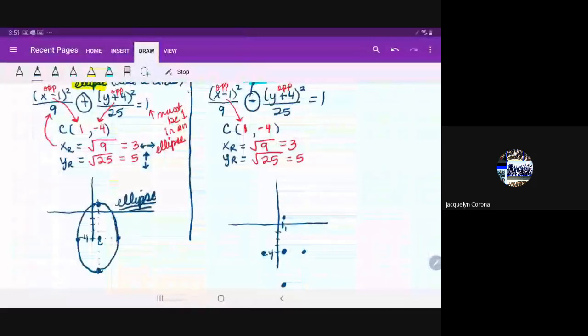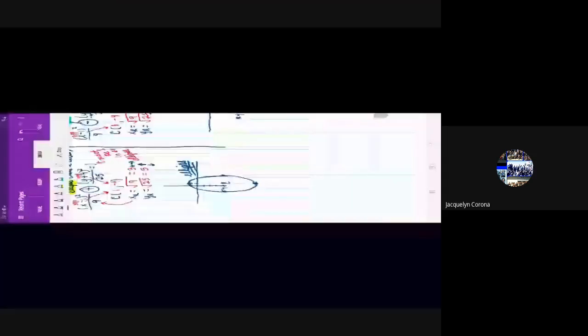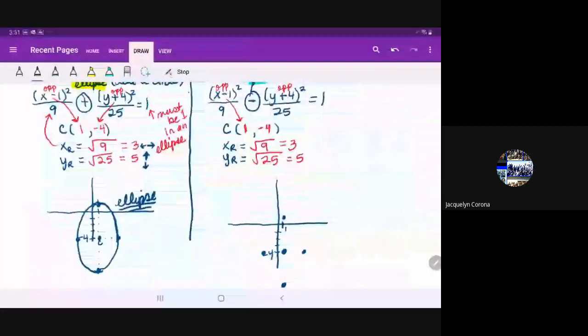Okay, and then I want you guys to let me know when you're done up to where I am, because the hyperbola is kind of strange. If I graph too fast, then you're going to get confused by the hyperbola. So you let me know when you're ready, okay?